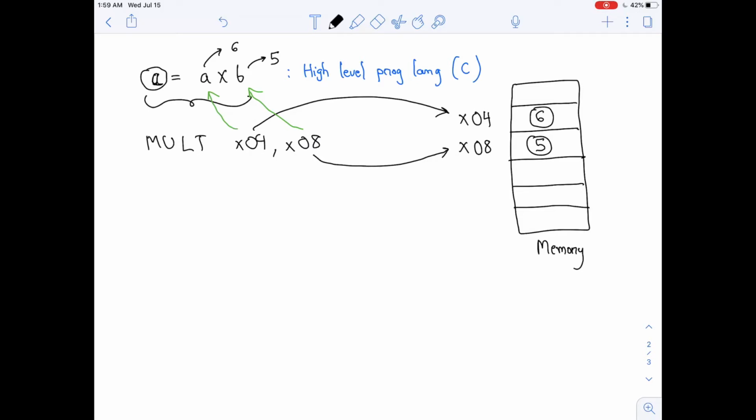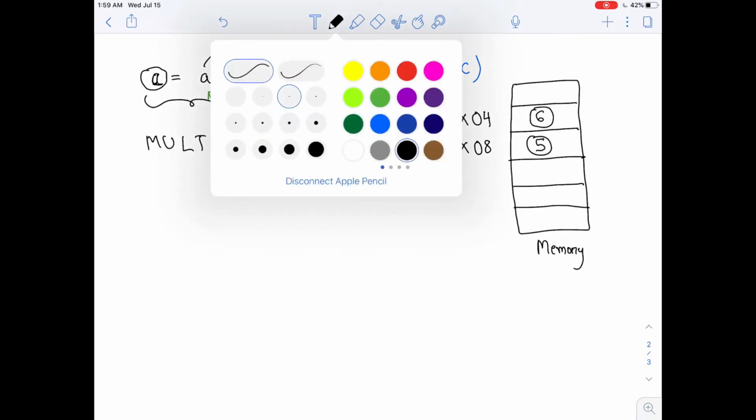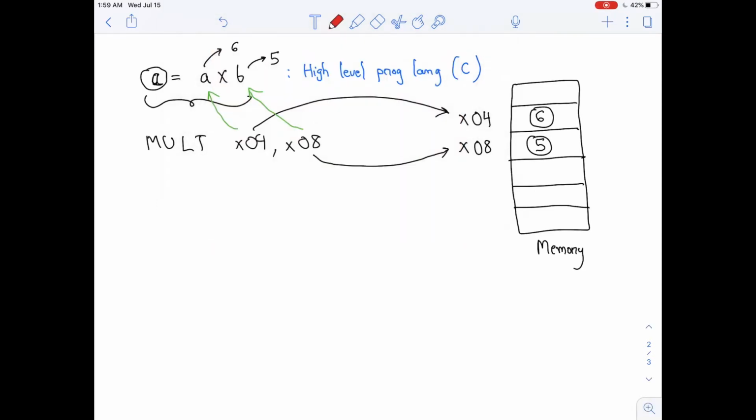So what your complex instruction set computer would do is that initially it loads the values from the x04 and x08 memory locations where 6 and 5 respectively were present. It would then multiply those values. The result would be 30, and this result would get stored back to A. So A was x04, this memory location, so it would get stored back to this memory location. So your 6 now would be replaced with 30. Okay, so this is basically what a CISC instruction looks like.